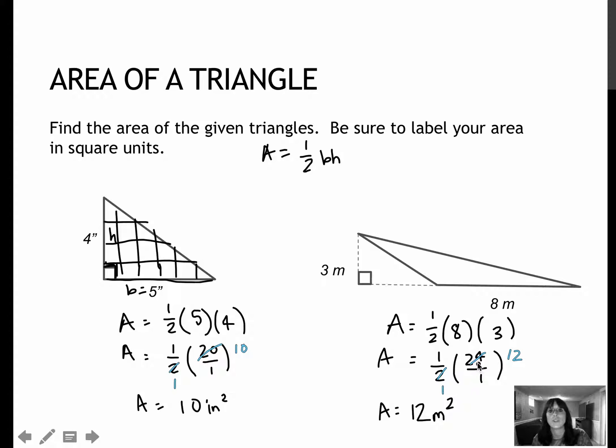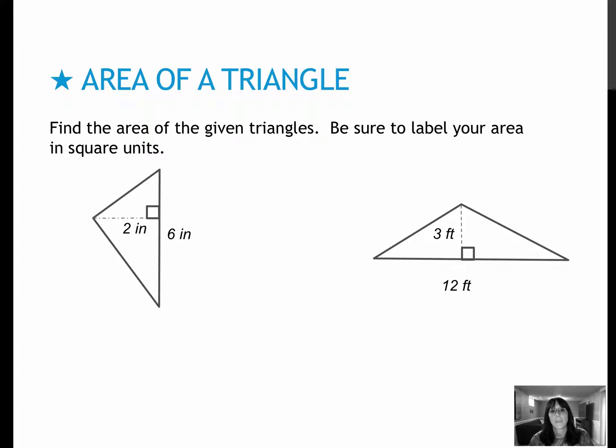So area is 2-dimensional, that's why we're taking 2 dimensions times each other, that makes it 2-dimensional. So my answer is 12 square meters. Here are 2 for you to try on your own, so press pause, find the area of both figures, make sure that you label, and then press play to see how you did.